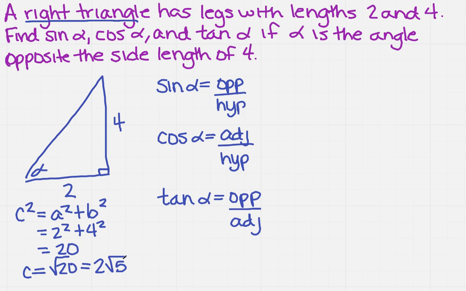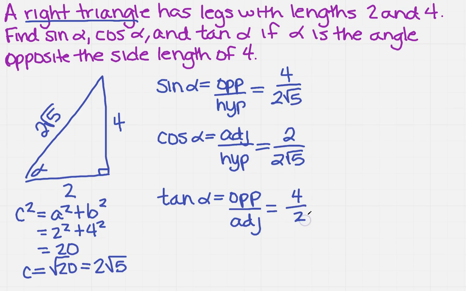So now I've got c, that's my hypotenuse, so if you want to label it on your triangle, that would be up here, 2 square root of 5. So if I'm looking at alpha, the opposite side is 4, and then we just found the hypotenuse, so that's going to be 2 square root of 5. If something is adjacent, it's right beside it, so now this is going to be 2 over 2 square root of 5. And if I want just the opposite over the adjacent, I'm going to have 4 over 2. So this last one's easy, that's going to be 2.